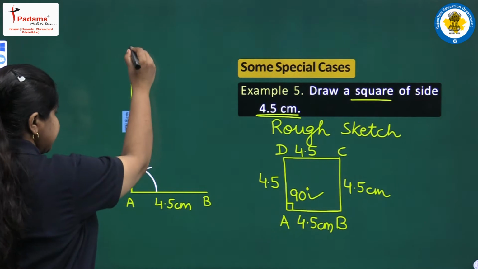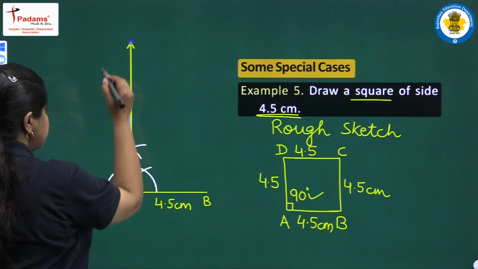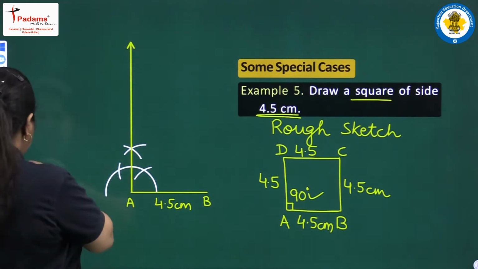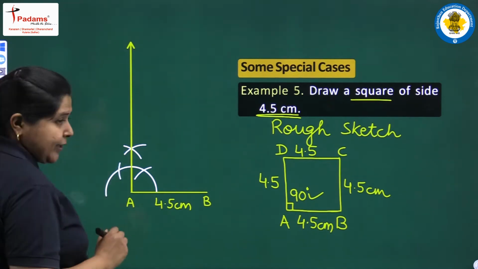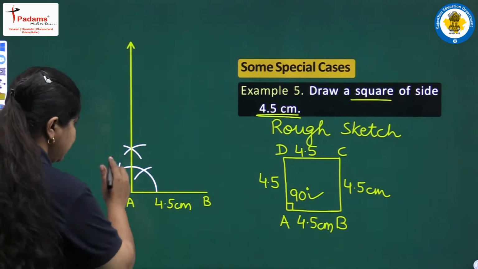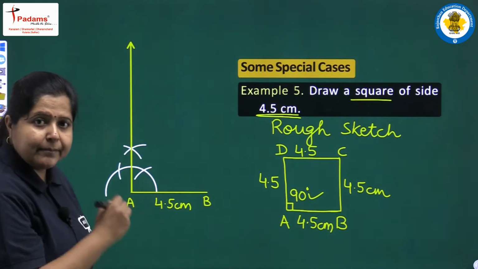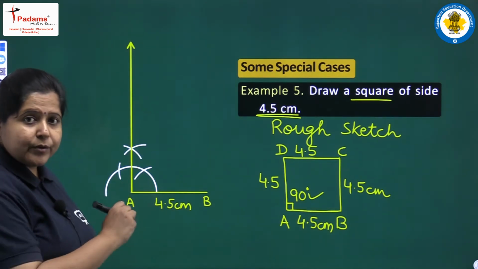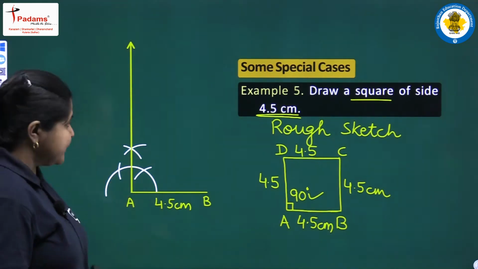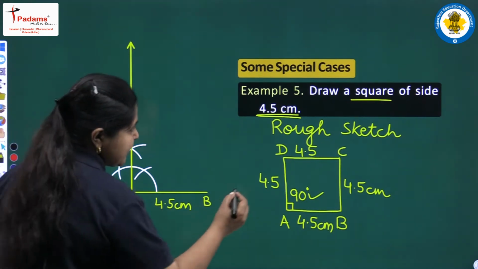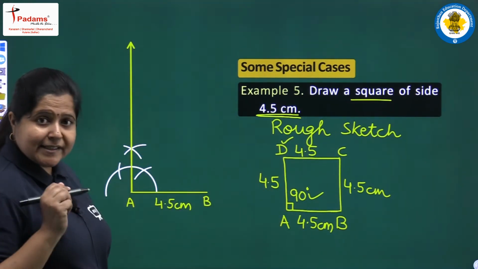I am joining it directly, but you will have to use a scale and a pencil to join these 2 points. You will keep one scale along these 2 points and then join them with a pencil. No, don't join directly like me, okay? Now what next we need to do is we need to locate this point D on it.